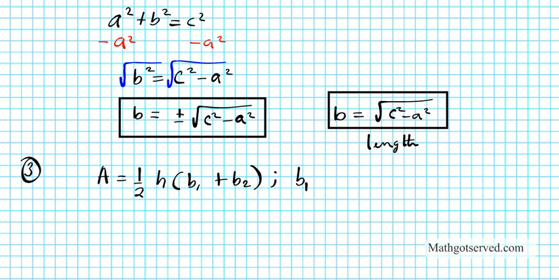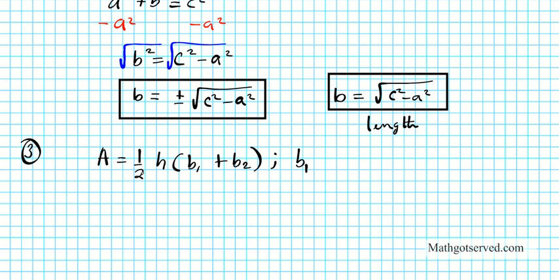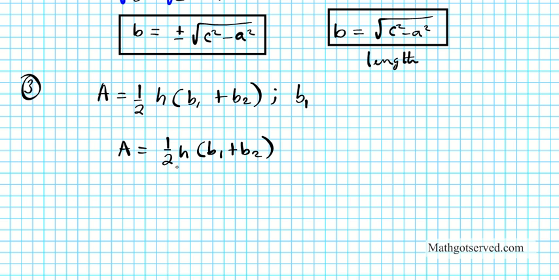Okay. Now to solve for B1, this is our approach. We're going to get rid of the 1/2 and then the h, probably together, and then we get rid of the B2. All right, so let's rewrite the problem. A equals 1/2 h (B1 plus B2). So to get rid of the 1/2 h, I can multiply both sides by the reciprocal of that.